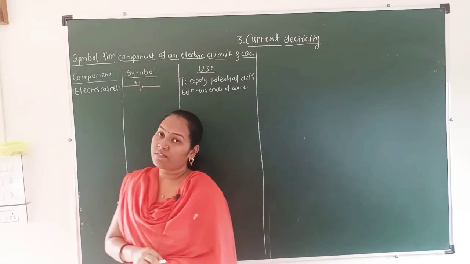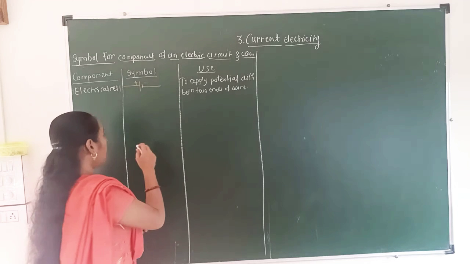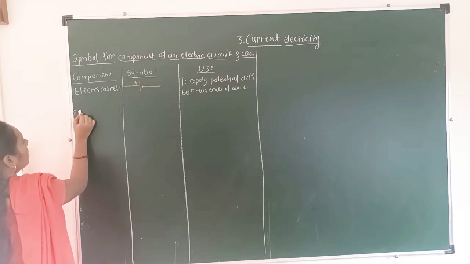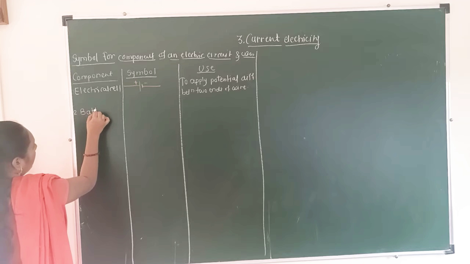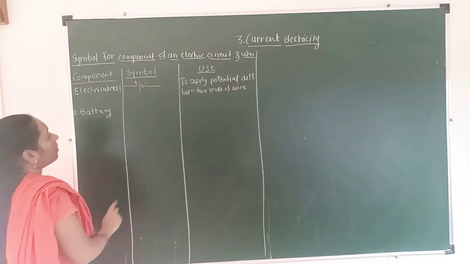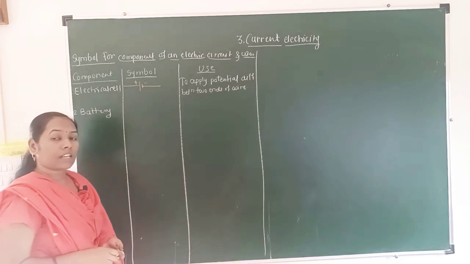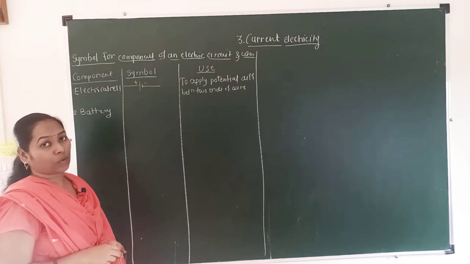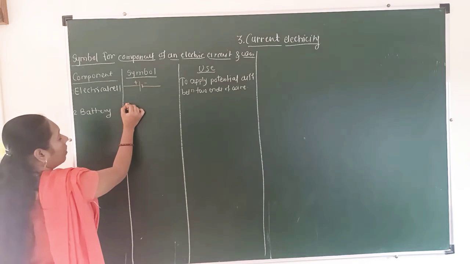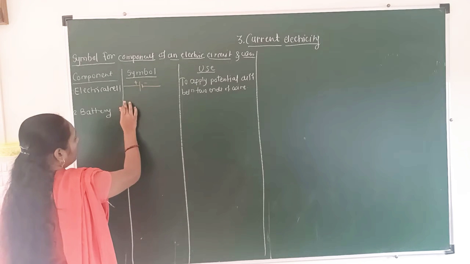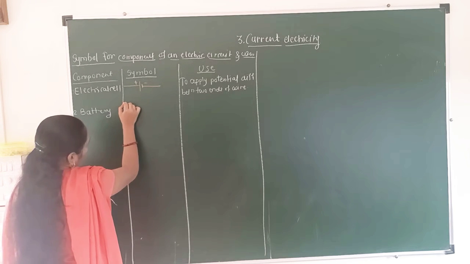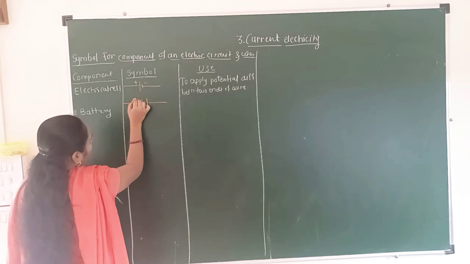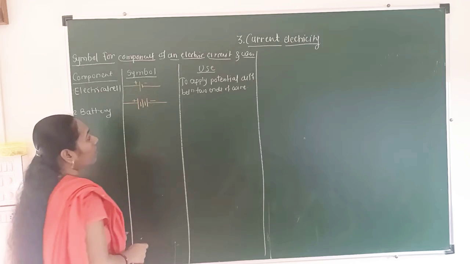The second component used in this electric circuit is the battery. When more than one electric cell are connected to each other, the component is known as a battery. How is the symbol shown for a battery? The symbol for a battery is like this. Okay, this is the symbol for a battery.